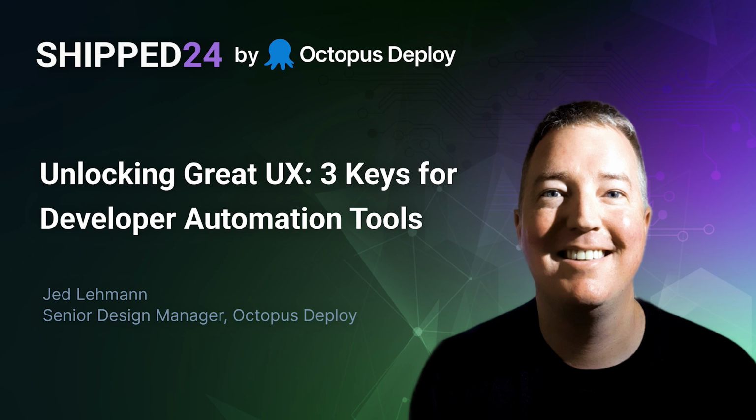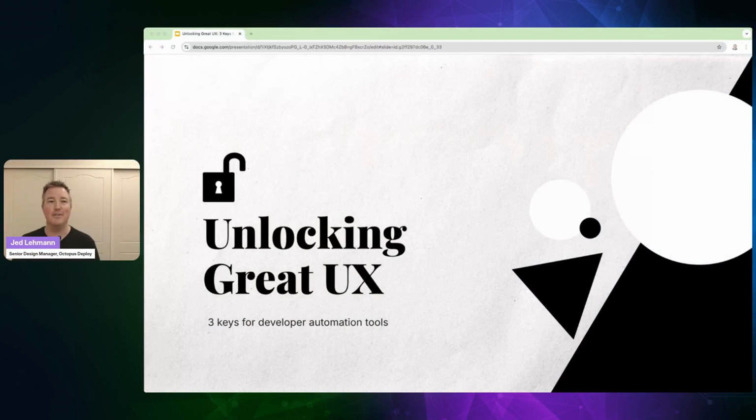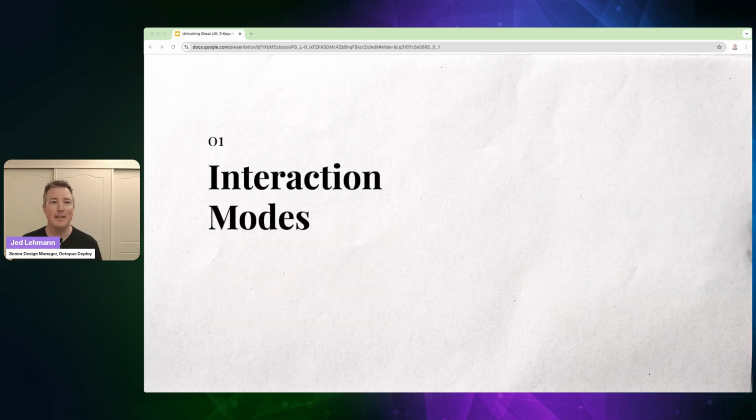Imagine a world where developer automation tools aren't merely functional, they're actually a joy to use. Today, we'll unlock 3 concepts that can take a user experience from average to amazing. We'll cover designing for interaction modes, where we balance a range of ways users can interact with a product.